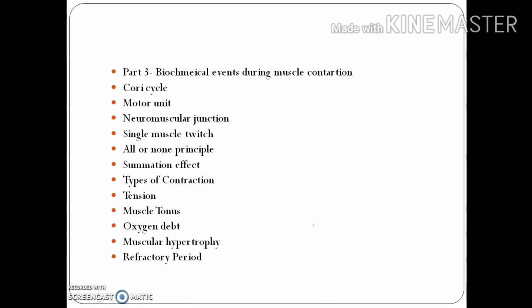Now, these are the things that we will be looking at in part 3, and there are some basic definitions as well in this. First we'll see the biochemical events during muscle contraction, Cori cycle, motor unit, neuromuscular junction, single muscle twitch, all or none principle. We'll also look into the graded potential principle, summation effect, types of contraction, isotonic, isometric, tension, muscle tonus, oxygen debt, muscular hypertrophy, and refractory period. Thank you.